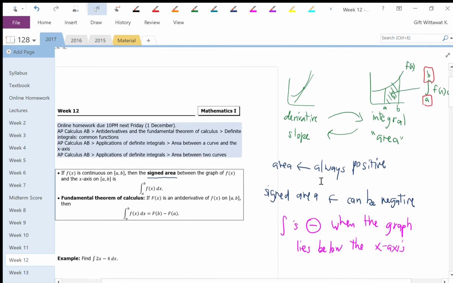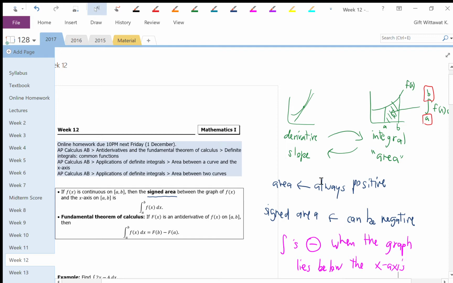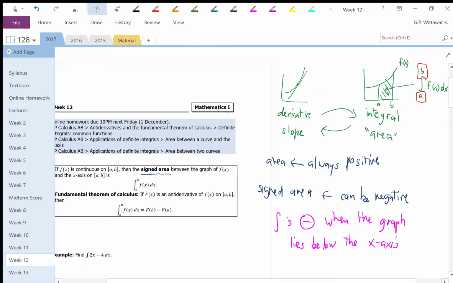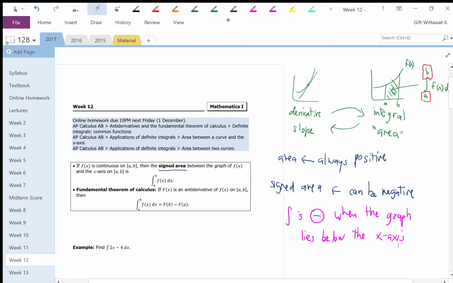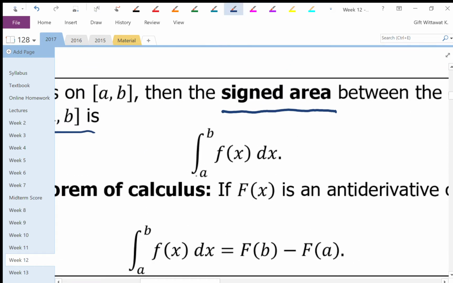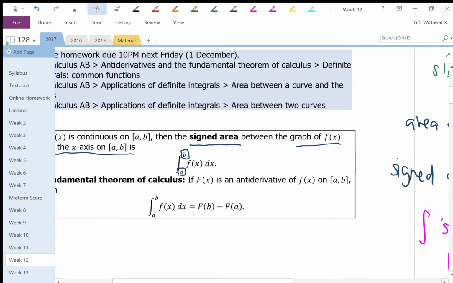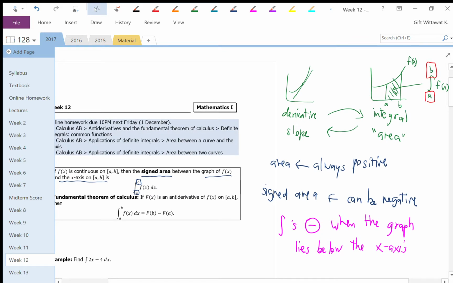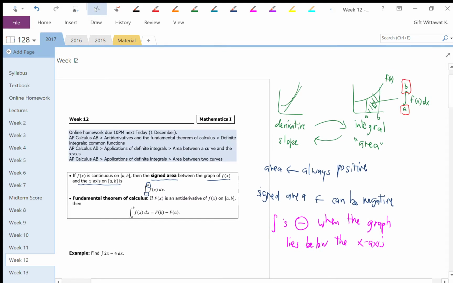So basically, when I say the integral corresponds to the area, the technically correct term would be that the integral corresponds to the signed area between the graph and the x-axis. And the notation for that is the integral of f of x from a to b. That a and b is the new thing that we see this week. We're going to see how we can compute this area, this integral, in a moment.